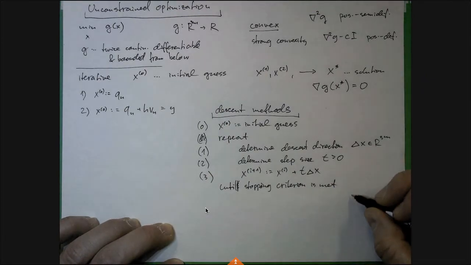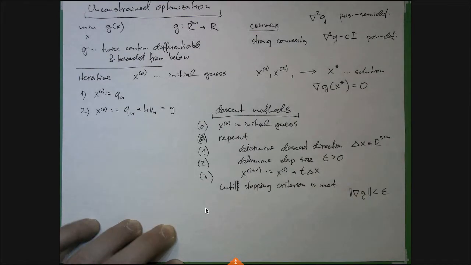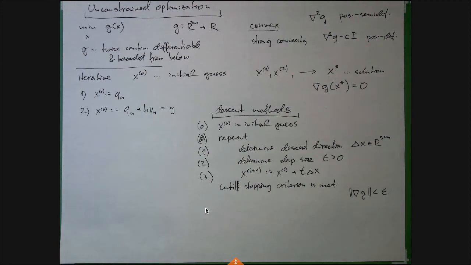So what is the typical stopping criterion? That the gradient of g is below some threshold epsilon. We probably don't have to be super sophisticated about this. I guess the only thing would be what units the gradient is in, right? So that the epsilon is reasonable.